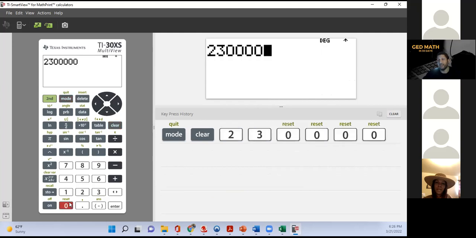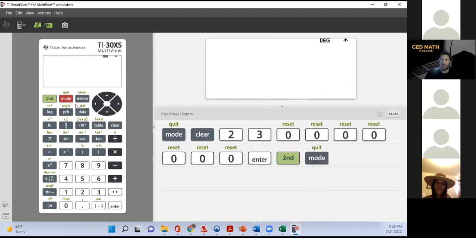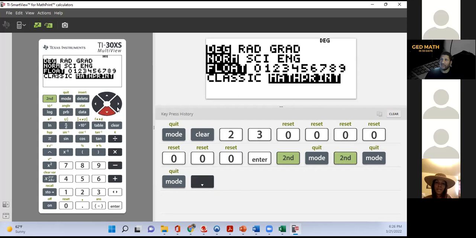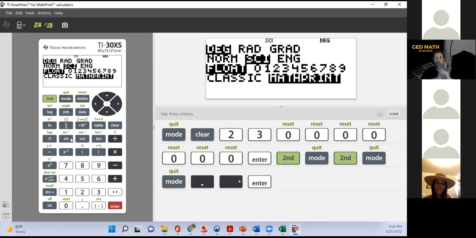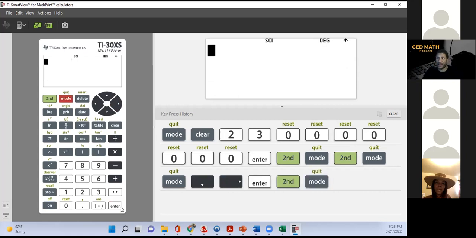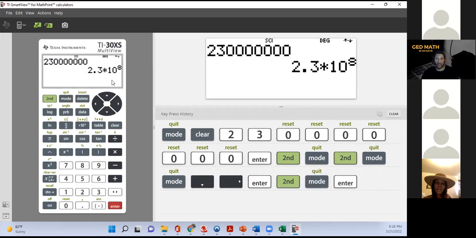2, 3. I'll make a big number. No, I want to just get out of here and go second mode. Oops, mode. Go to scientific notation, hit enter. Again, it's steps. So I changed my mode to scientific notation. Now I want to go back to my calculator. So I hit second mode to quit. Then I hit enter. It's in scientific notation.